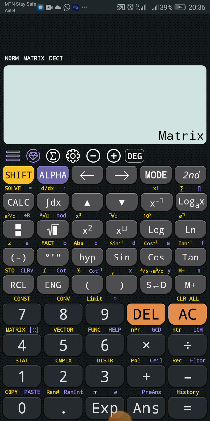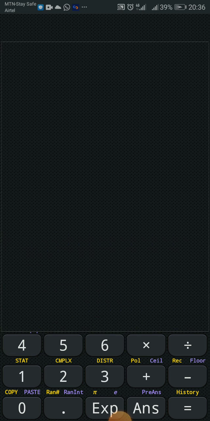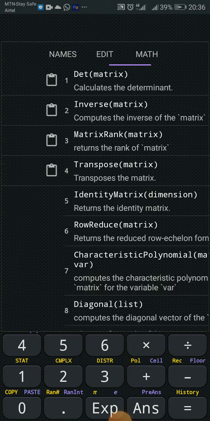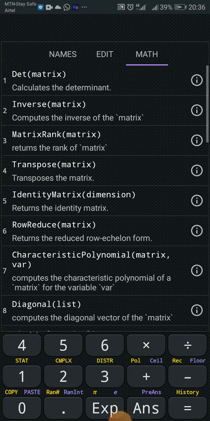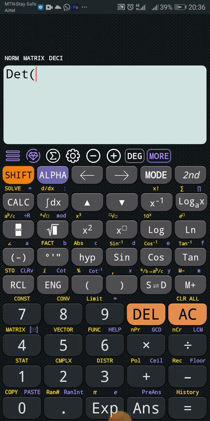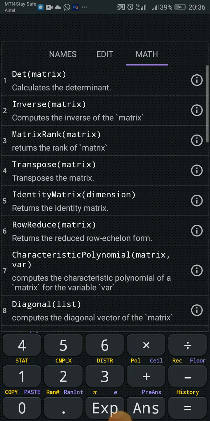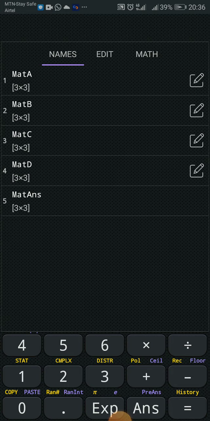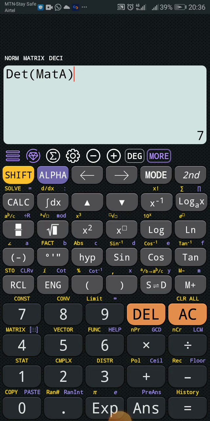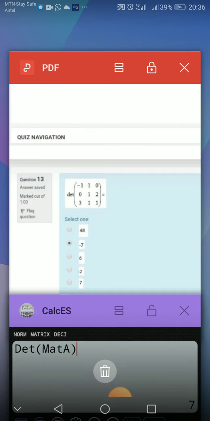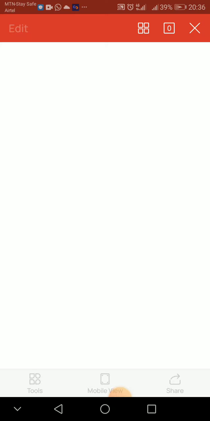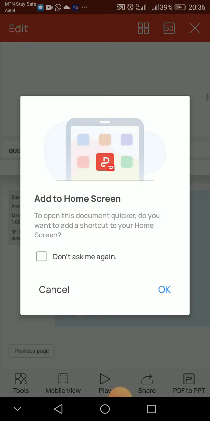Okay, so now that we've stored it, you press your AC. Then to find the determinant, of course, shift 4, look for det. So shift 4, then I press shift 4 again to get my matrix. My matrix is matrix A. So I close the bracket, you see, press equal to, it gives me 7. So 7 is the determinant of this matrix. So the answer is E. Okay, so let us proceed.